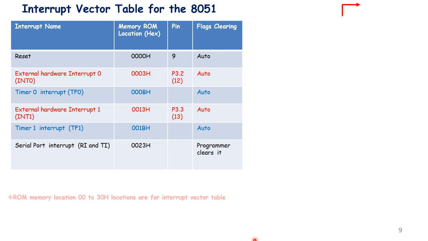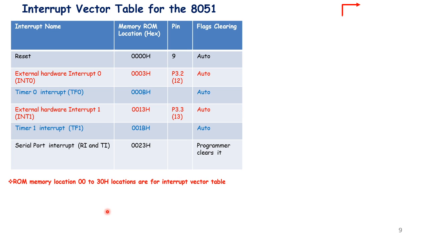Now the interrupt vector table. As we know, the interrupt vector table is given by the interrupt service routine addresses. Here is the name of the interrupt, the read-only memory location in hex, pin, and flag clearing. Reset has the memory address 0000H, pin number 9. External hardware interrupt 0, INT0, has the interrupt vector address 0003H.